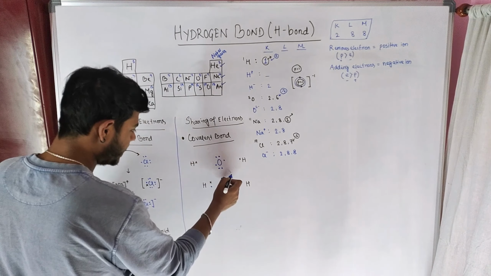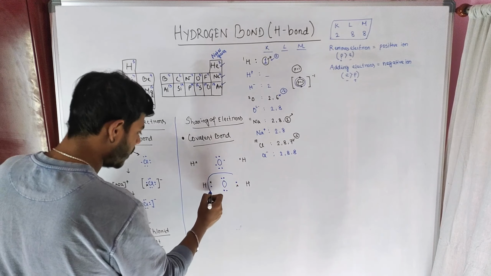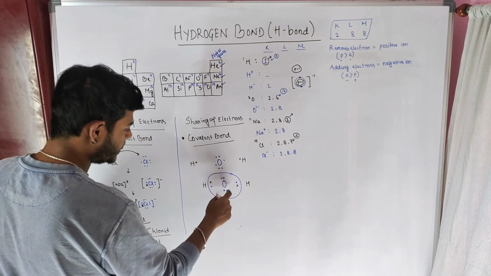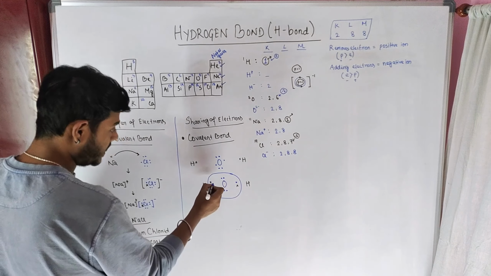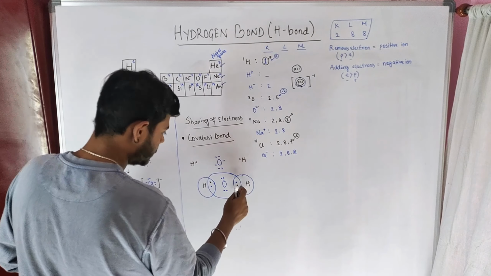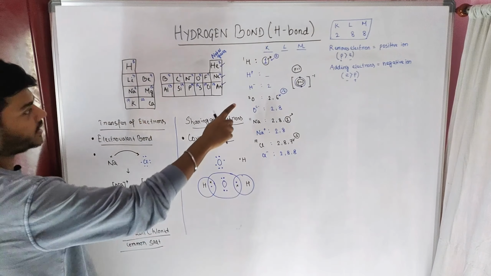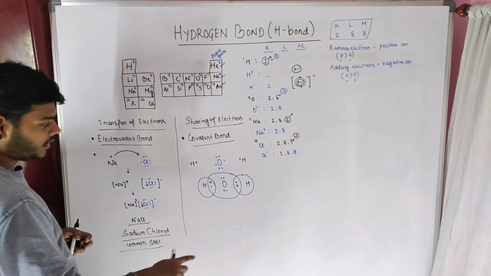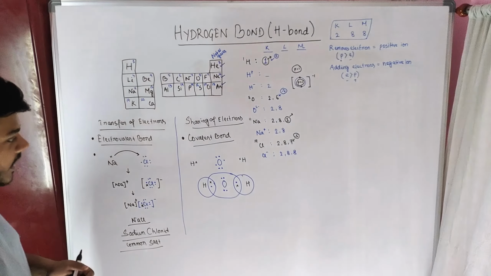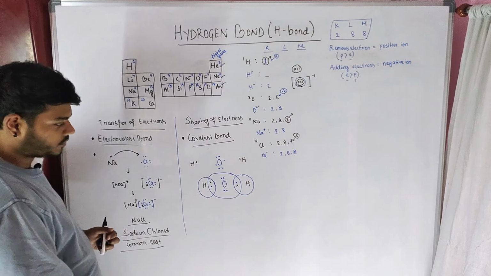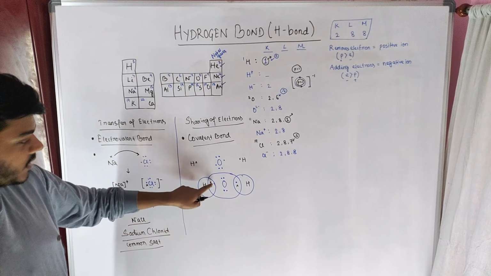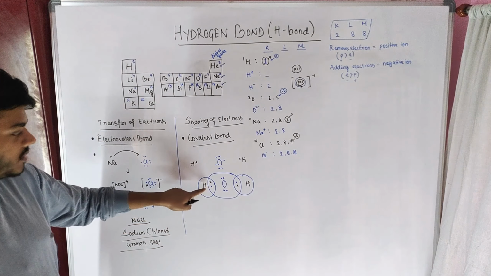So by sharing, oxygen now has a total of 1, 2, 3, 4, 5, 6, 7, 8 electrons. And hydrogen also has 1, 2 electrons. That is a completely filled outermost shell. So this type of bond formation is called covalent bonding, and the compounds are called covalent compounds, where they are not transferring but sharing their electrons. So hydrogen is sharing 1 electron and oxygen is sharing 1 electron.